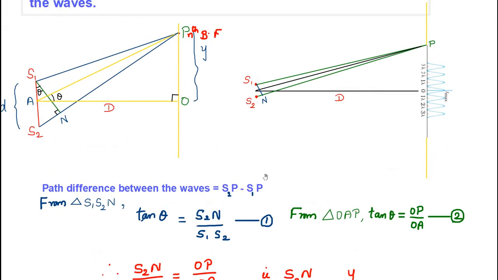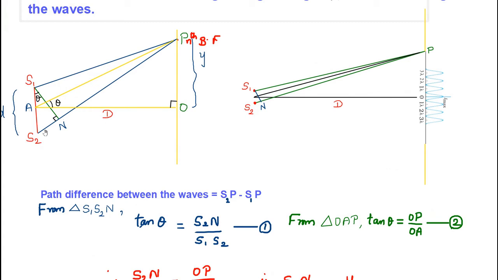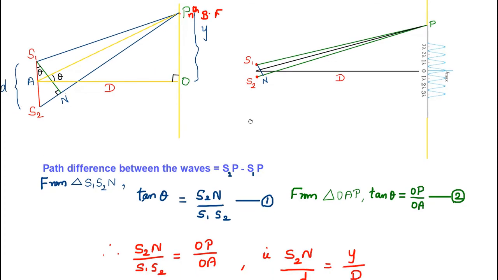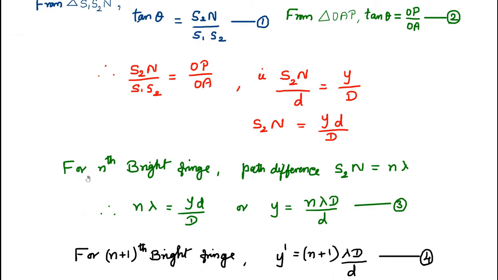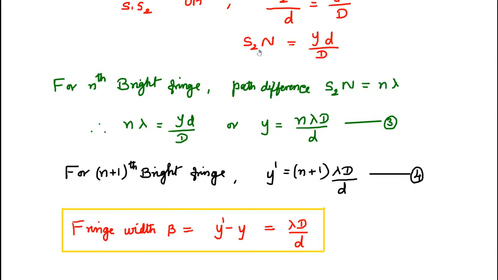What is S2N? S2N is the path difference between the two waves reaching point P, where the nth bright fringe is formed. We know, according to the condition for the nth bright fringe, the path difference S2N must be equal to n lambda, where lambda is the wavelength of the light used. Therefore, n lambda equals y small d by capital D, or y equals n lambda capital D by small d. We call it equation number 3.